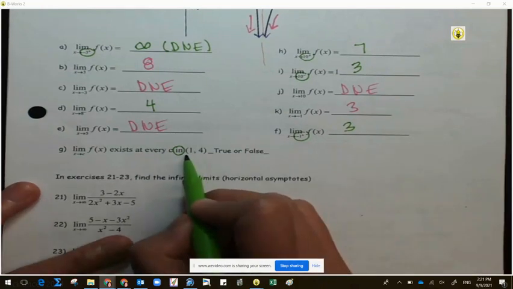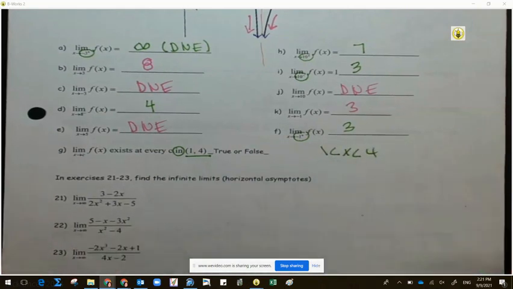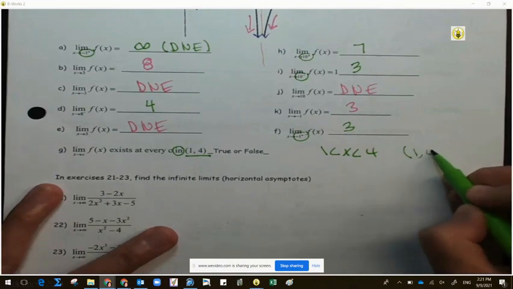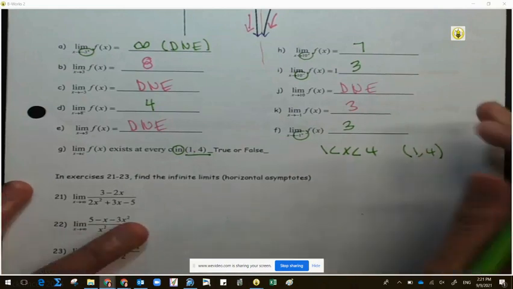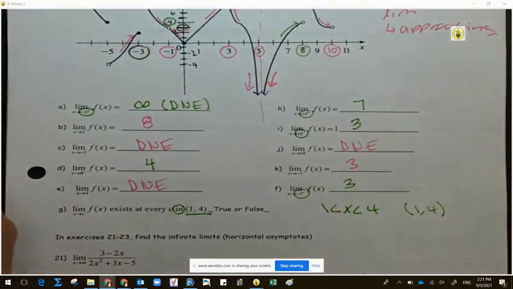Okay, let's rewrite this. This right here means 1 less than x less than 4, which is also translated as (1, 4) in our interval notation. Are we reminded of that? Yes, very good. I think not having a bracket might have been confusing. So let's look at 1 to 4. So here's 1 to 4, and it's saying the limit does exist everywhere on 1 to 4.